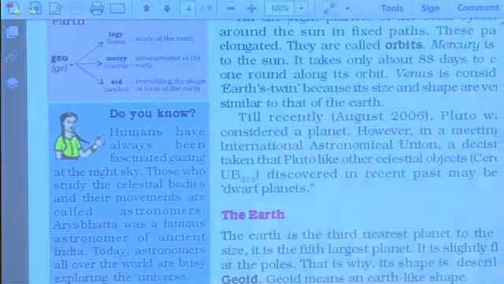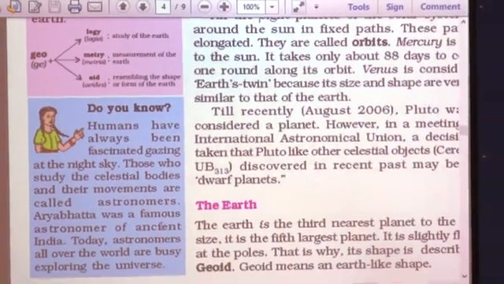Now children, see here, do you know humans have always been fascinated gazing at the night sky. So those who study these celestial bodies and their movements are called astronomers. So underline this sentence, astronomers. Who are astronomers? The persons who study about space and the movements of the celestial bodies are called astronomers. Today, astronomers all over the world are busy exploring the universe, and Aryabhatta, yes, Aryabhatta was a famous astronomer of ancient India.